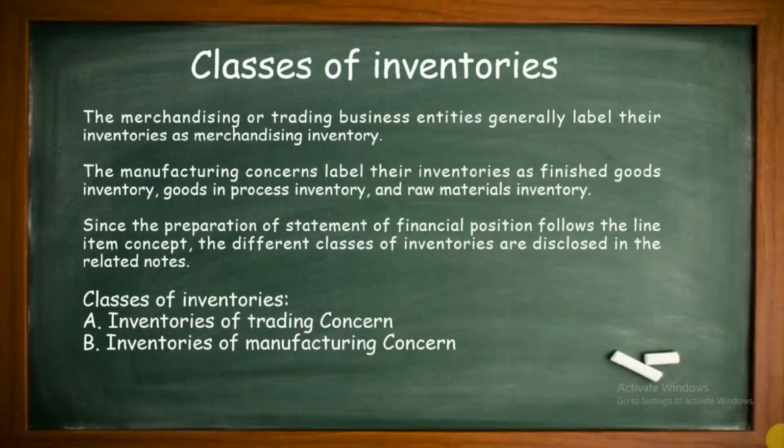Next is the classes of inventories. The merchandising or trading business entities generally label their inventories as merchandising inventory. The manufacturing concerns label their inventories as a finished good inventory, goods in process inventory, and raw materials inventory. Since the preparation of the statement of financial positions follows the line items concept, the different classes of inventories are disclosed in the related notes. Classes of inventories are the inventories of trading concern and the inventories of manufacturing concern.